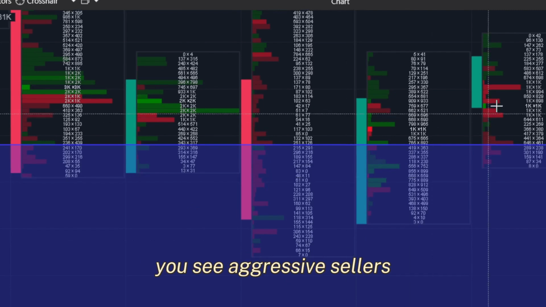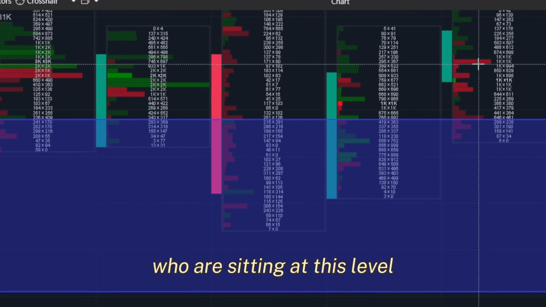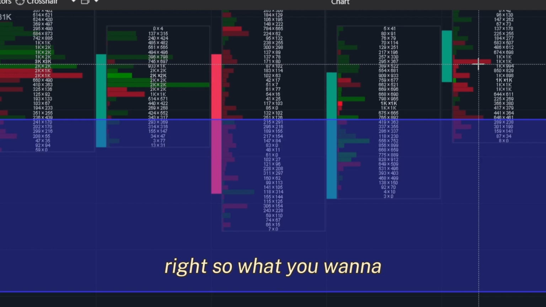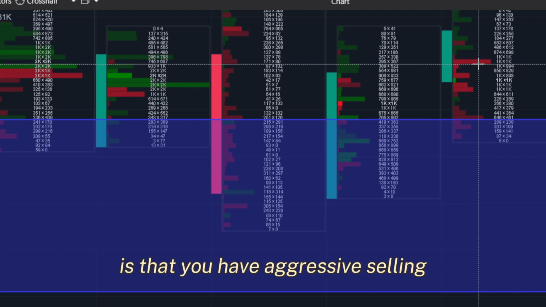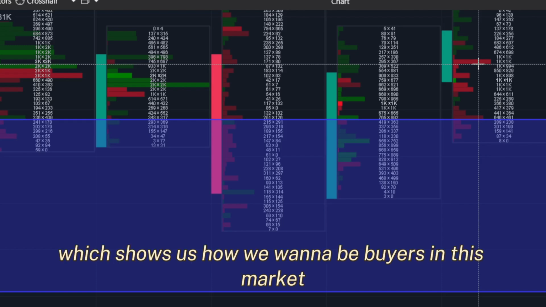You see aggressive sellers, but you see higher prices, right? So what that tells you is that you have passive buyers who are sitting at this level, who are willing to buy, who are willing to exchange with those aggressive sellers. So what you want to understand is that you have aggressive selling that isn't being rewarded, which shows us how we want to be buyers in this market, right?